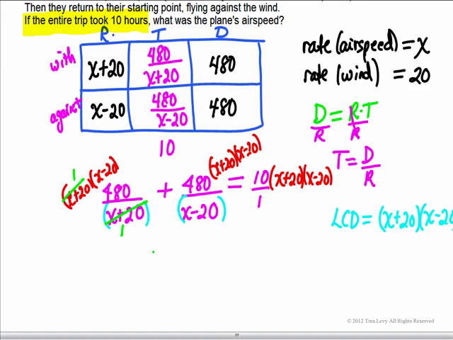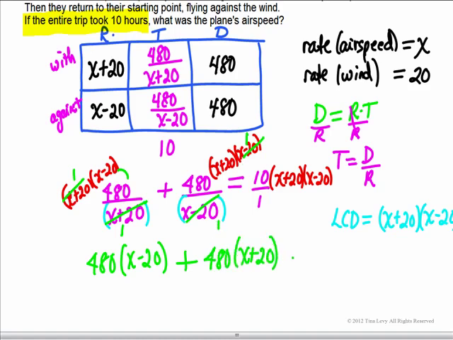I get 480 parentheses x minus 20 plus, the x minus 20 cancels, 480 times x plus 20 equals, and this is very important, the 10 is going to be multiplied by both the x plus 20 and the x minus 20. There in green is the equation that I'll have to continue and then eventually solve.